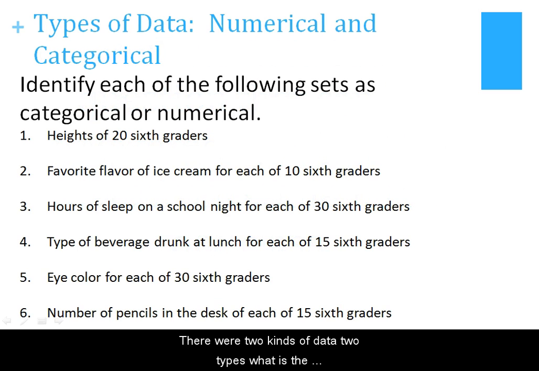There are two kinds of data, two types. One is numerical and one's categorical. As you may suggest, just by the name you can figure out which ones involve numbers. I want you to identify each of the following sets as either numerical or categorical.